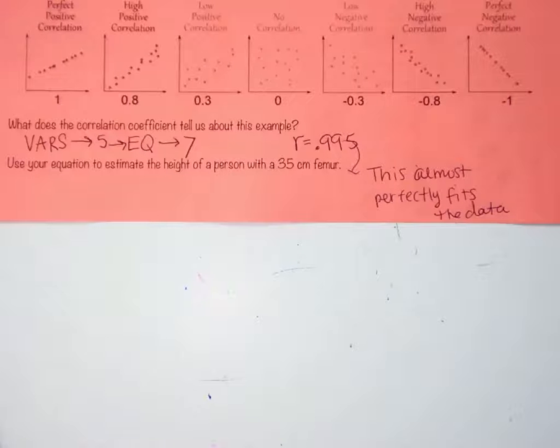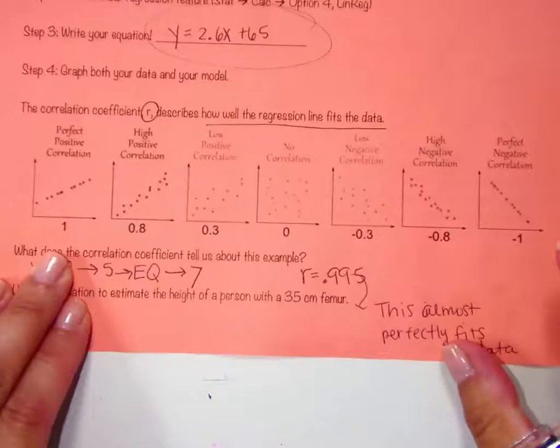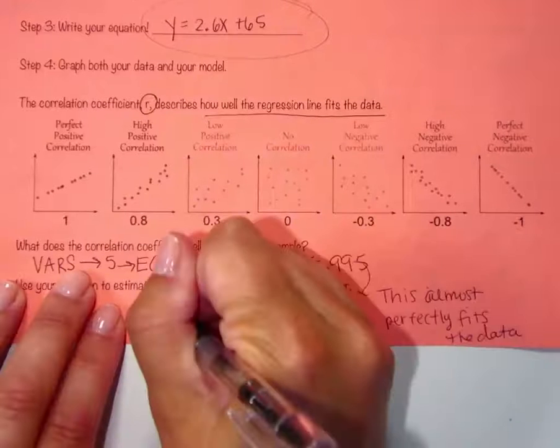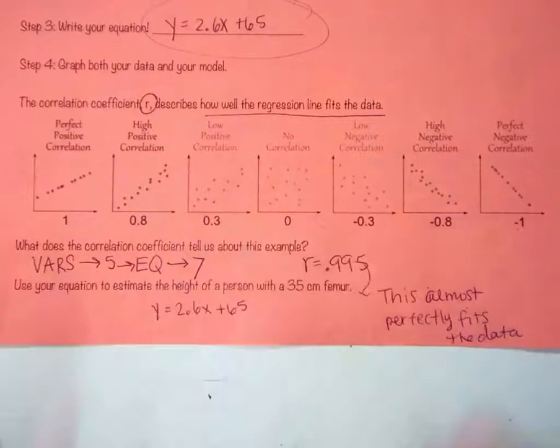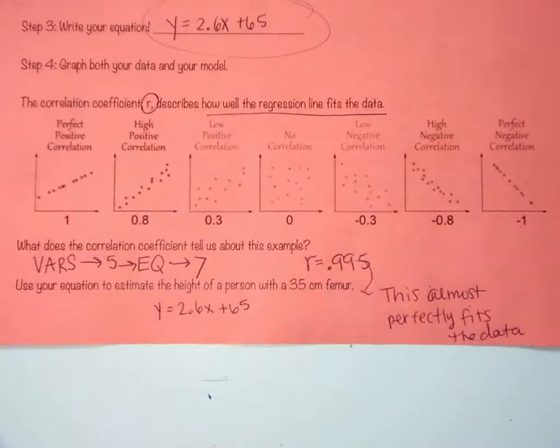All right, last thing, guys. Thanks for hanging on. It says use your equation, and it's talking about this equation. Use your equation to estimate the height of a person with a 35-centimeter femur. So the whole point is to be able to use this model in order to find other output values. So what are your thoughts? How can we use that equation to find this height?